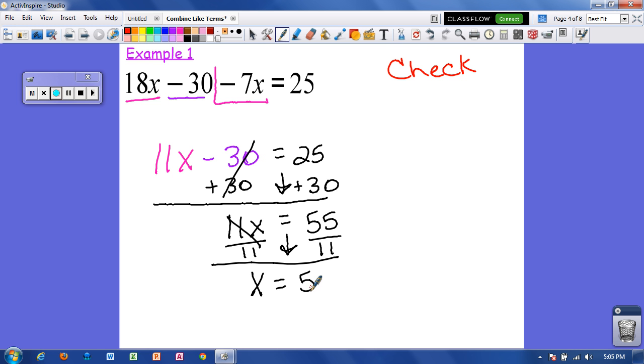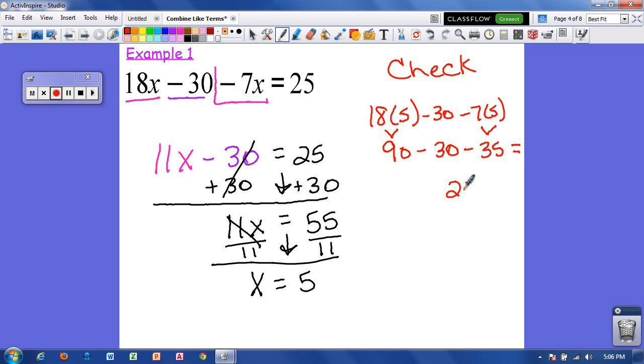So if x equals 5, that means if I plug this back in to this equation, then it should equal 25. So 18 times 5 minus 30 minus 7 times 5 should equal 25. If you have a calculator, you can go ahead and use it. 18 times 5 would be 90. So I have 90 minus 30 minus, and then 7 times 5 is 35. And 90 minus 30 minus 35 will equal 25. So we know that this checks out.